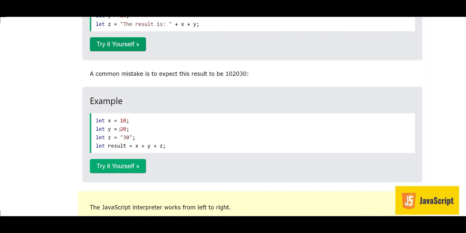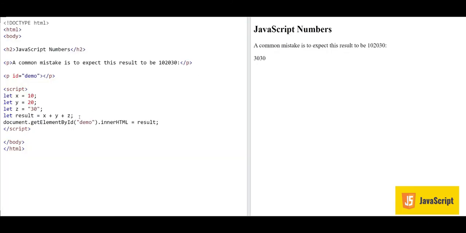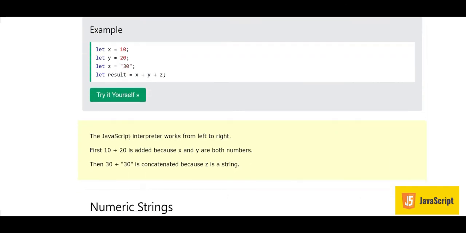Here we have the first two numbers as numbers and the third as a string. So in this situation, what's going to happen? We have 3030, which means the first two numbers, 10 and 20, are added up, and then the third is concatenated. So what's the reason behind this?